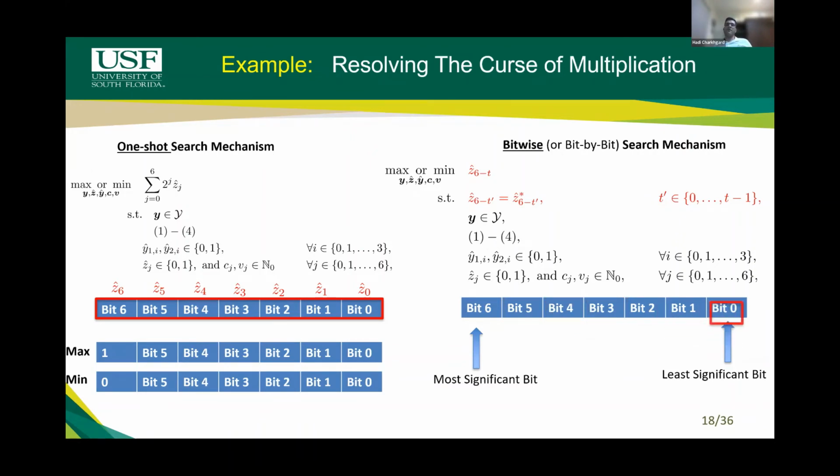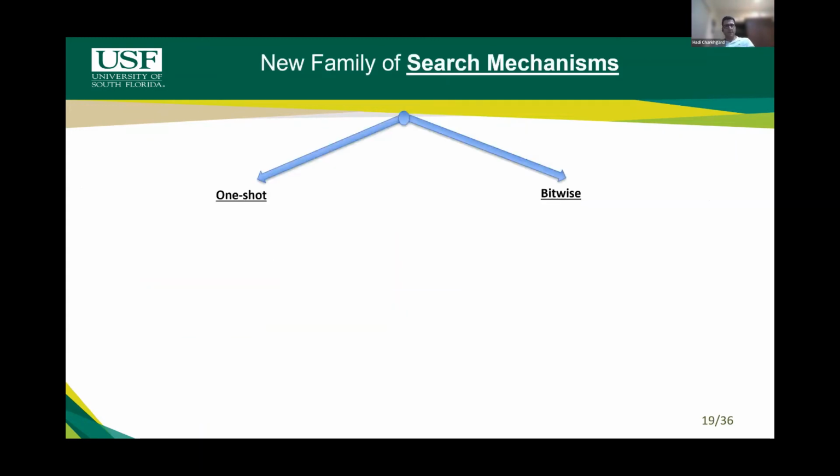Okay, so now you can see that using the bitwise approach, I need to solve more single objective IPs. But the good news is that the objective function of the original problem disappears. I don't need to know what the optimal objective value is. I try to find out the value of its bits one by one. Okay, so that's what I do, and that will resolve the curse of multiplication completely.